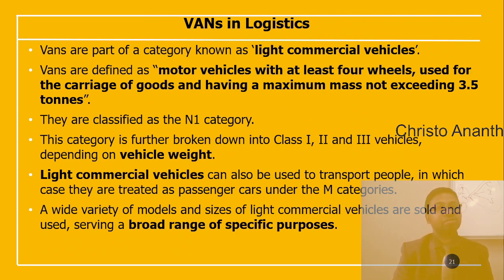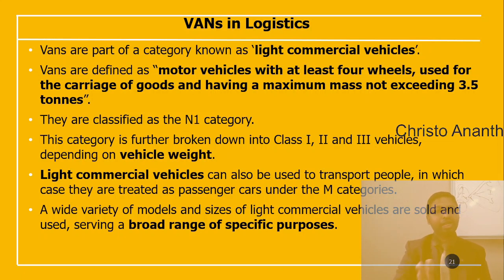And of course the vans, especially in the case of logistics, we use as light commercial vehicles. So vans can be defined as motor vehicles with at least 4 wheels used for carriage of goods, and of course having a maximum mass not exceeding maybe 3.5 tons. Okay, so we have the classification according to the N1 category. We classify class 1, class 2, class 3 depending on the vehicle weight.